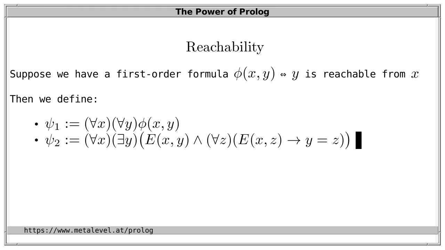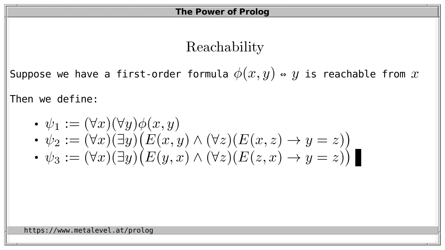And moreover, we state that for all z, if there is an edge from x to z, then z is equal to that element y. So in other words, we state that each node has out degree 1. And then we state that each node also has in degree 1. So if you think about it, the sentences up to here characterize a cycle graph. That is, a graph that is strongly connected and all nodes have in degree 1 and out degree 1.